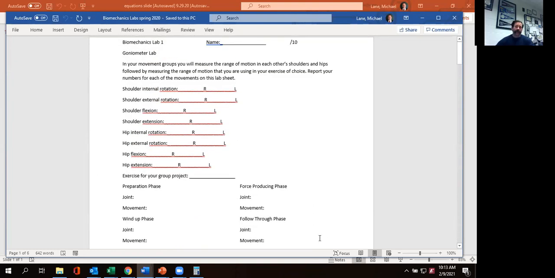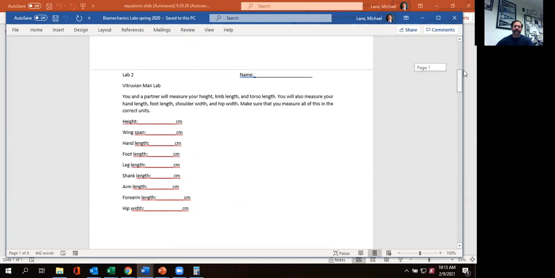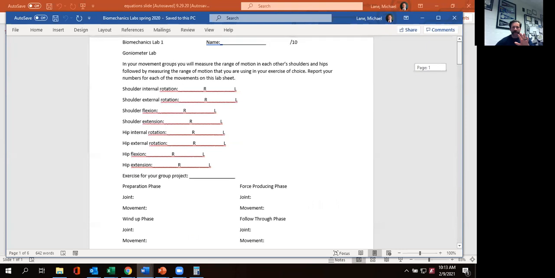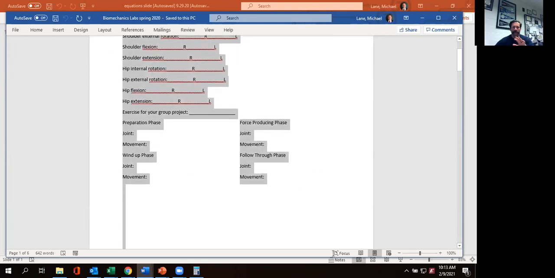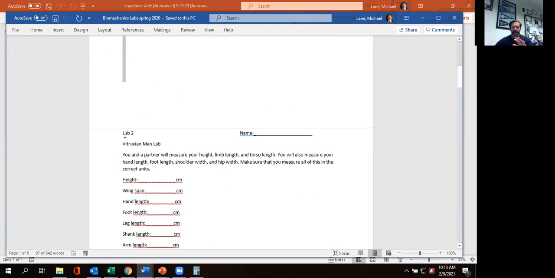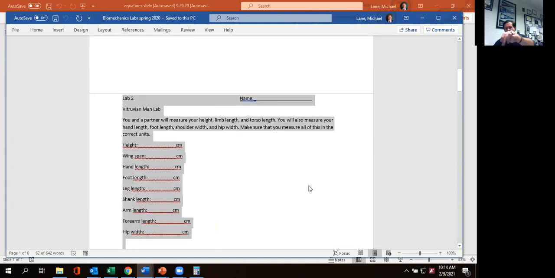Now, when you guys do submit your labs, obviously they're all on the same sheet. Do not submit the entire sheet. Just submit lab 1 itself, okay? Lab 2 and everything on, just delete it.